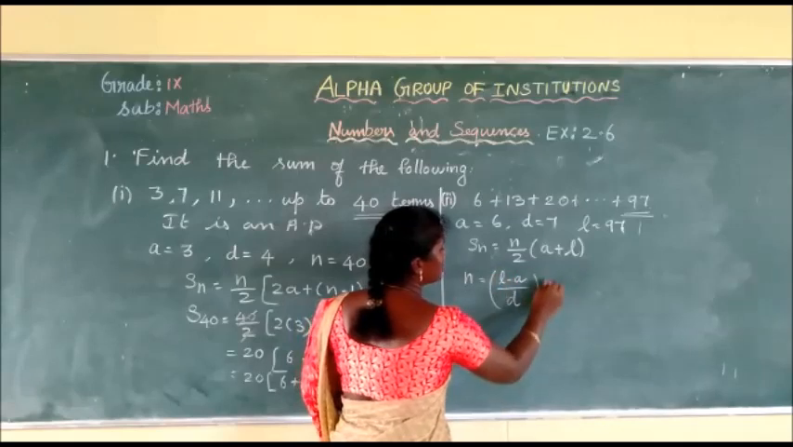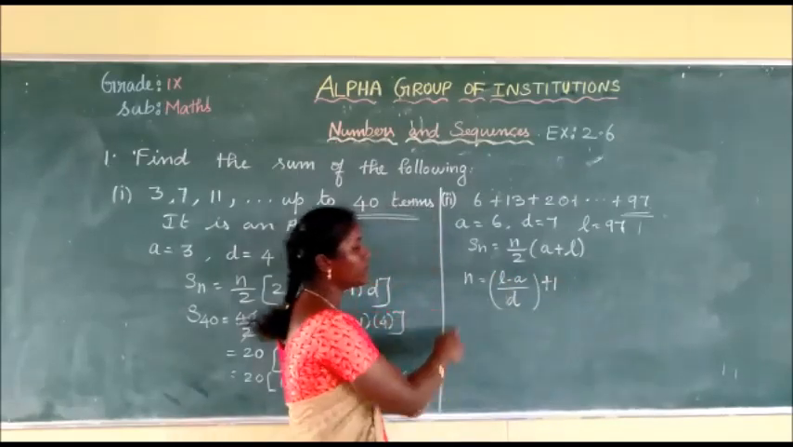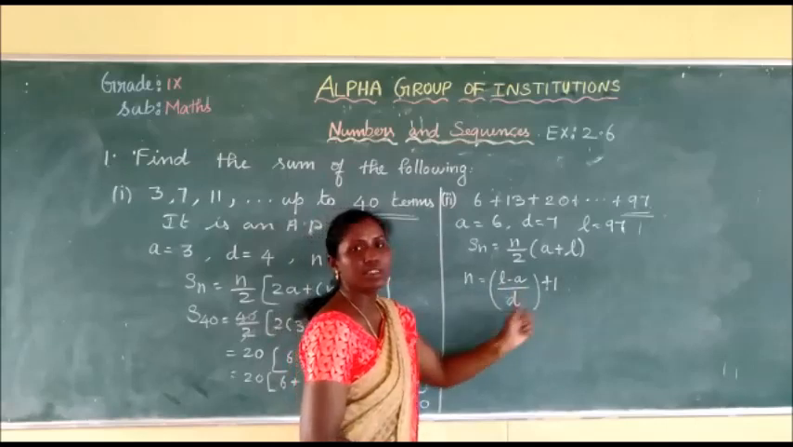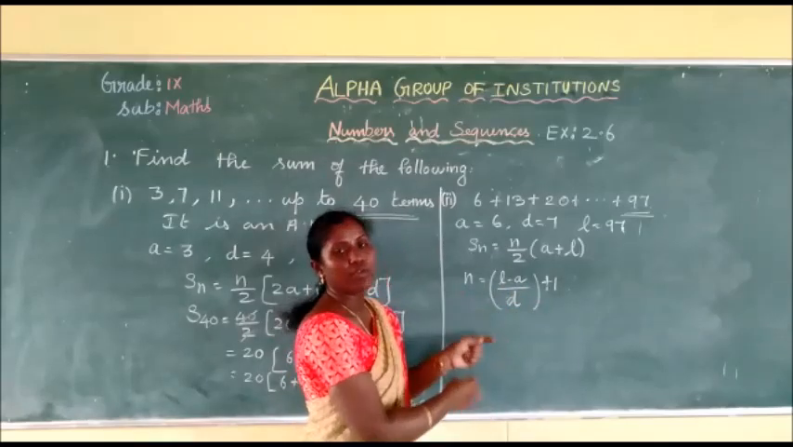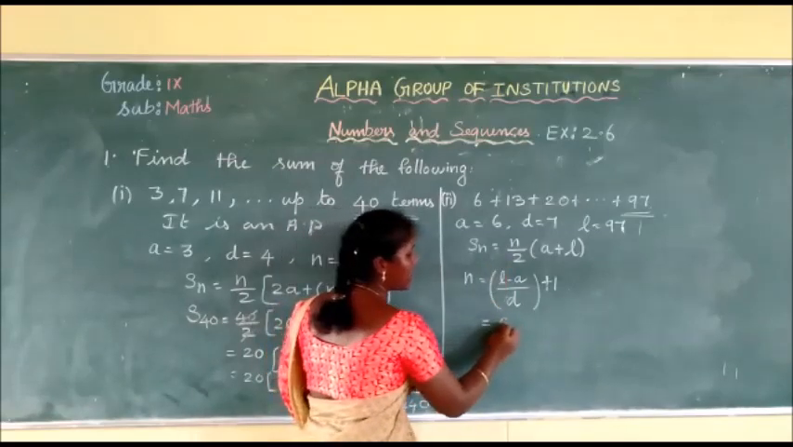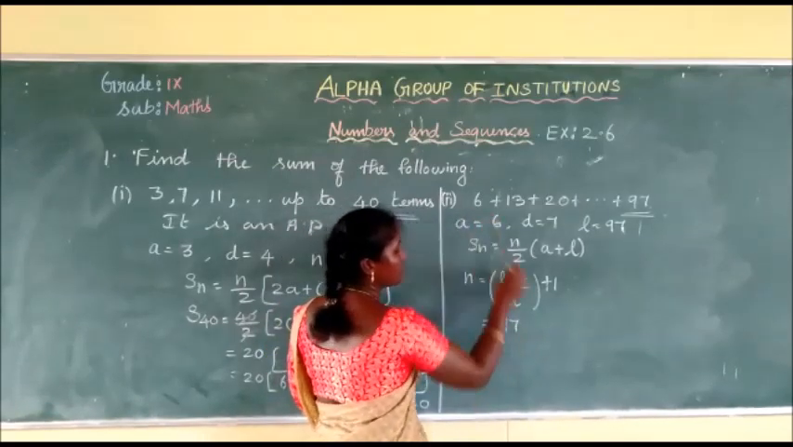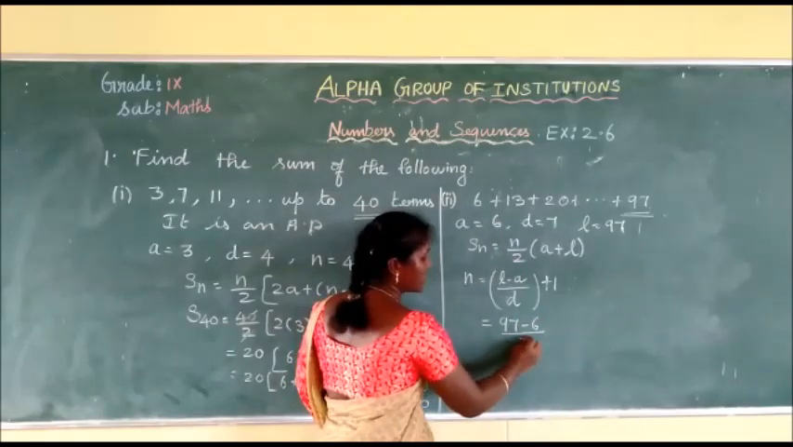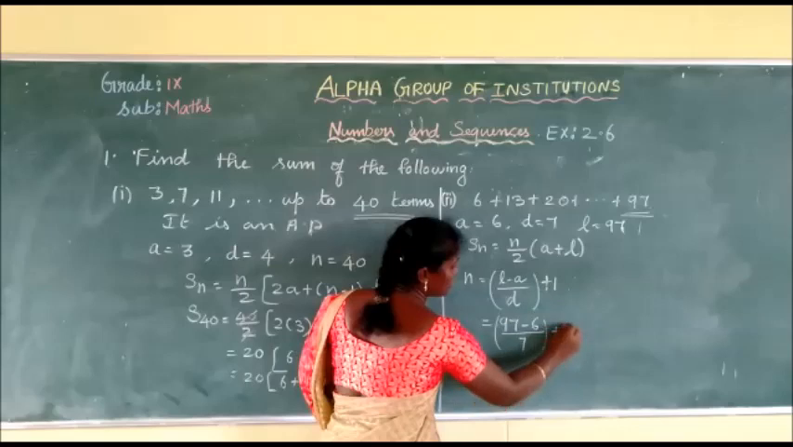To identify the number of terms, we have to use the formula n is equal to (L minus a) by d plus 1. Substitute the values and find the number of terms. What is L? The last value is 97. The first value is 6. So 97 minus 6, divided by the common difference 7, plus 1.